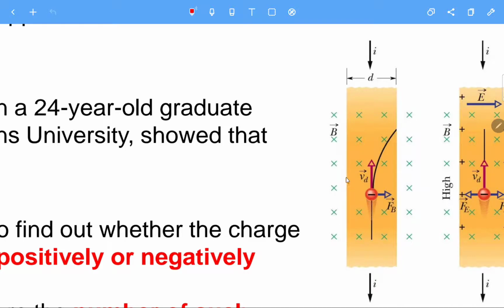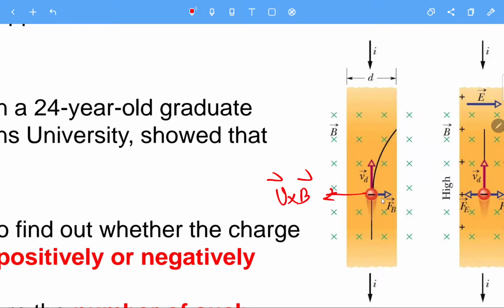And in that case, we also have a uniform B field pointing into the page. The B field is into the page. So V cross B is pointing to the left side. Using the right hand rule, you can simply determine the direction. And Q is negative, so FB points to the right side.